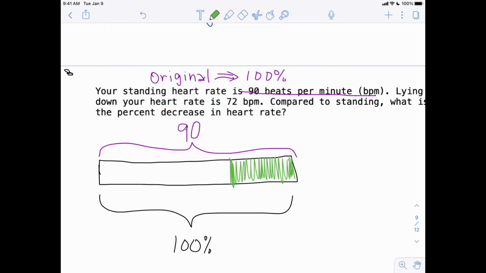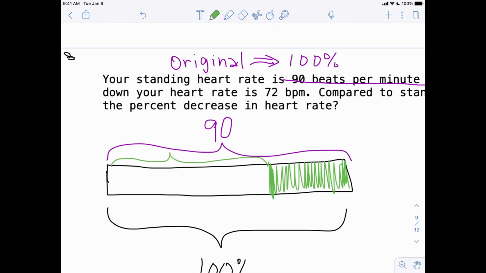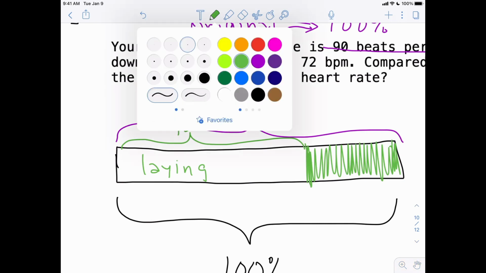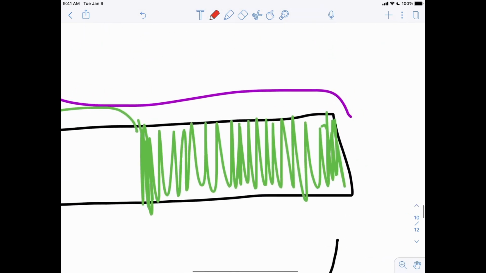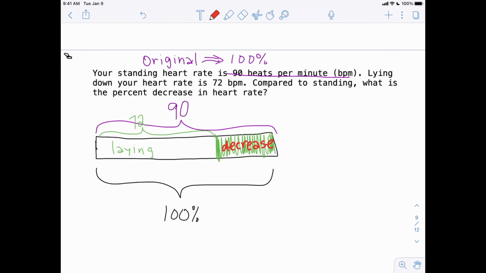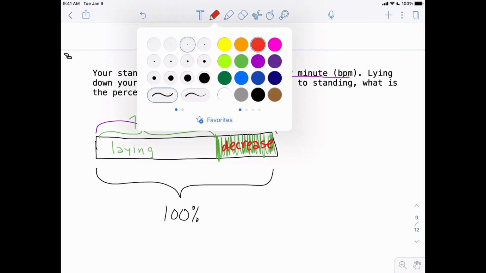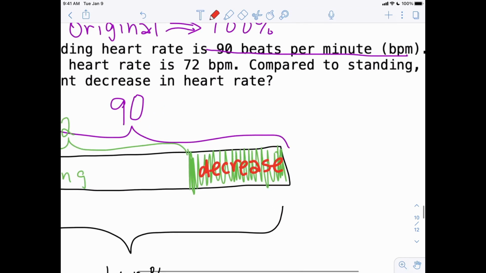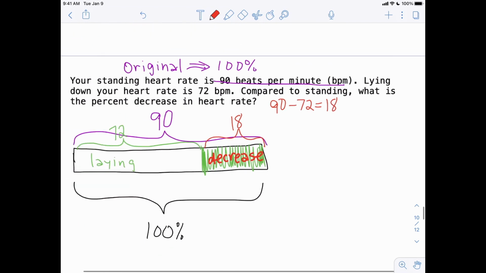So I'll use green, and I'll say, okay, this piece right here is the 72, because that's the lying down rate. And then I'm going to use red to say that this here is the decrease. That's the decrease. So if the original whole thing was 90, we went down to 72. That's this piece right here. This amount right here is 18, and that's because 90 minus 72 equals 18, all right?